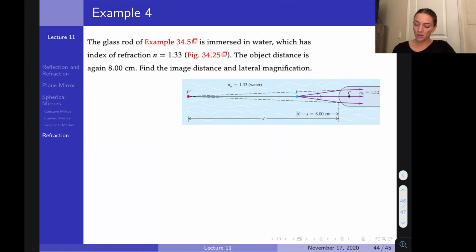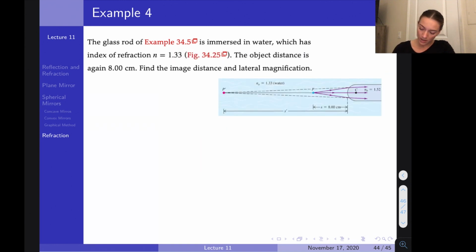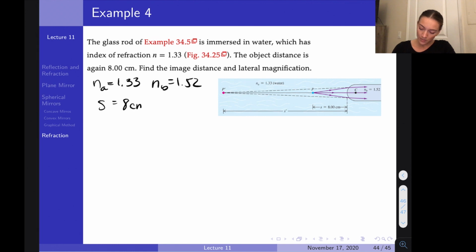So now we have the same problem, but we just have a different index of refraction for our first medium. Okay, so we want to find the object distance again. We want to find the image distance again and the lateral magnification. So we're going to have the same equation. So let's just write NA we have is 1.33 because it's water, and B is still 1.52. The object distance is still 8 centimeters, and we want to find first the image distance.